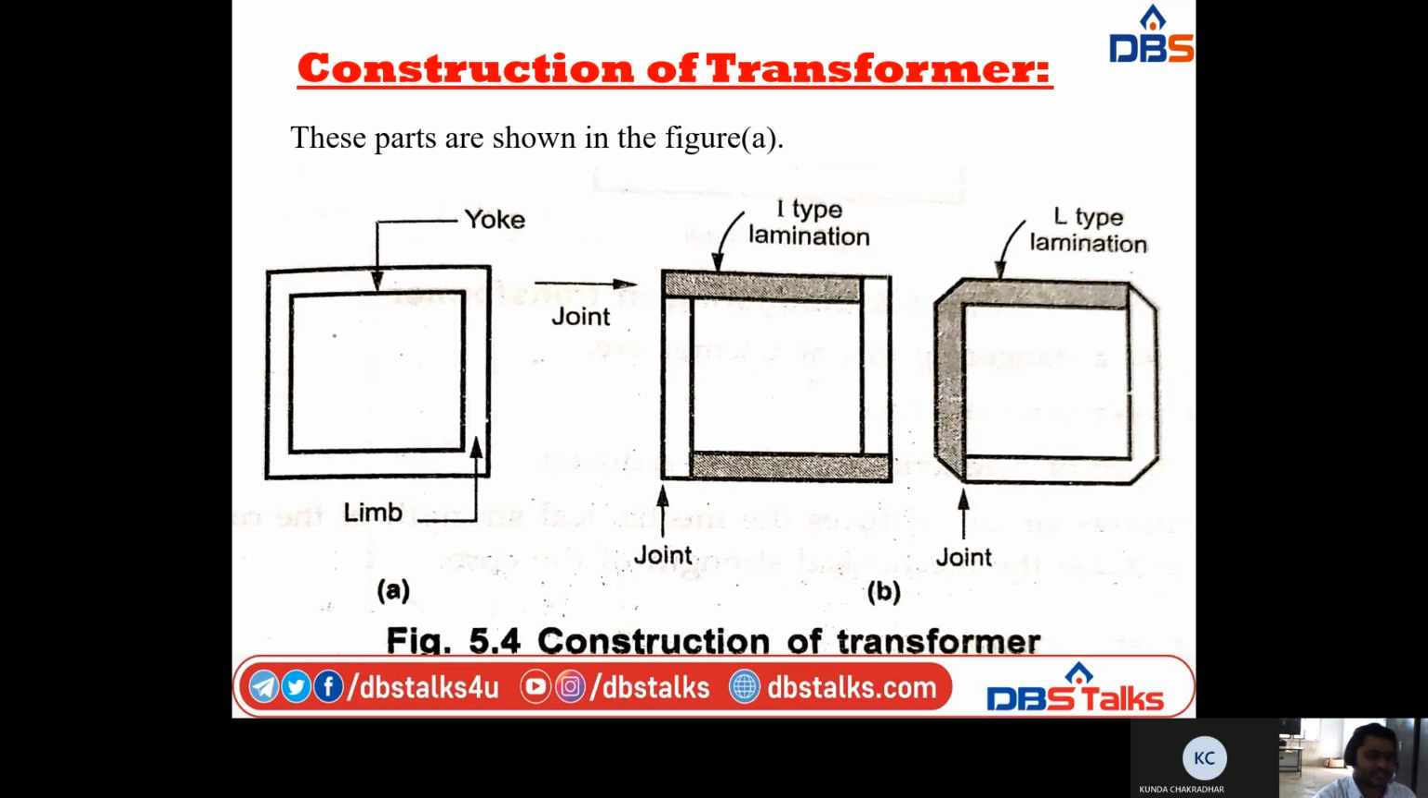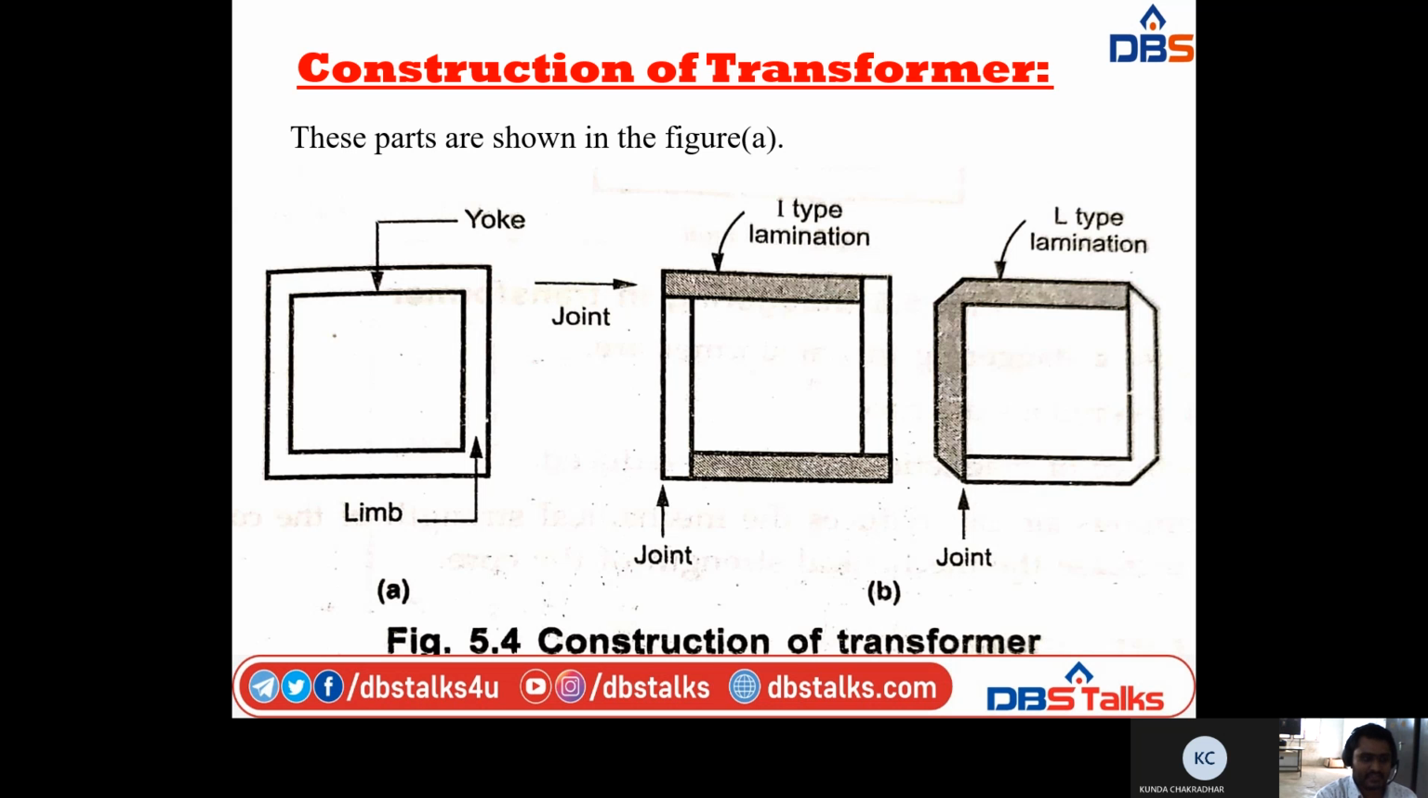Okay, so this is the construction of a transformer. On the left side we have the horizontal portion, that one is the yoke, and the vertical portion is called a limb. I already indicated it with the arrow mark. The horizontal portion indicates the yoke, and the vertical portion is called the limb.